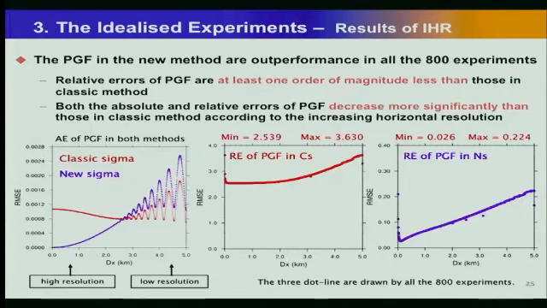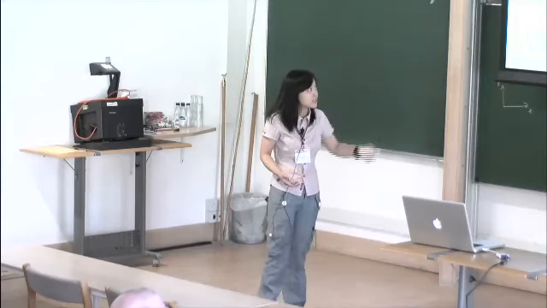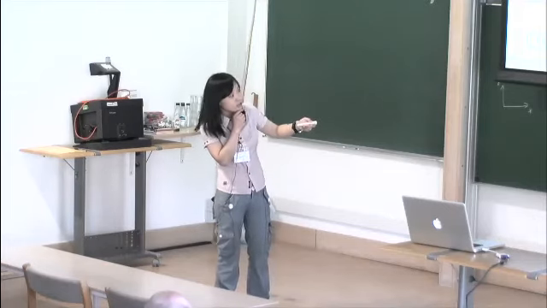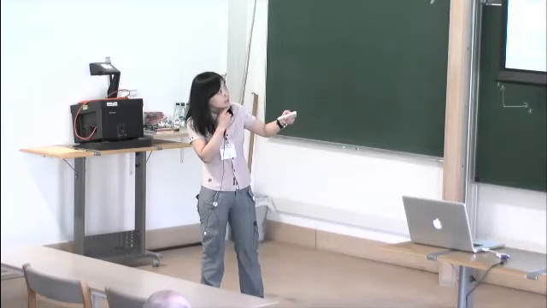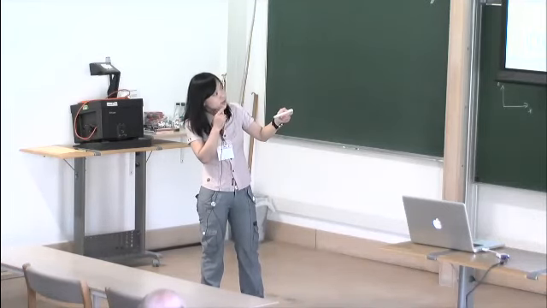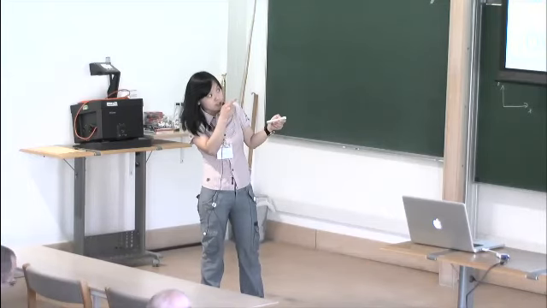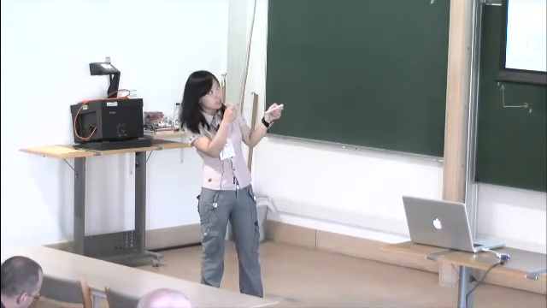The right two figures are the relative errors of them. The results are similar to the absolute error. We can see that the relative error of PGF in the new method also decreased significantly compared with the classic one. And note that in all the 800 experiments, the relative error of PGF in the new method is at least 1 order of magnitude less than in the classic method.